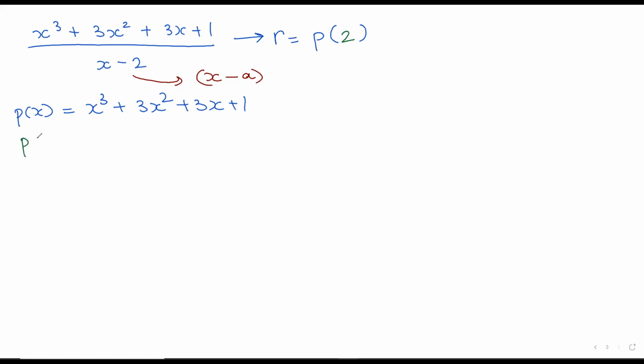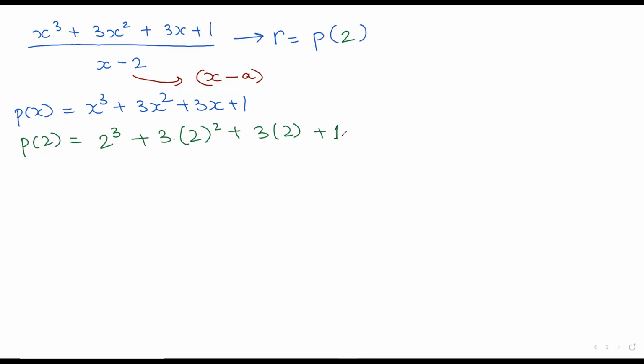Now, what is p of 2? Who's going to tell me this quickly? Ma'am, x cube plus 3x square plus 3 into 2 plus 1. What is p of 2? Ma'am, 2. No, you were going right, but you just made a very slight mistake in the beginning. So let's start again. What is p of 2? Ma'am, 2 cube plus 3 into 2 square plus 3 into 2 plus 1.